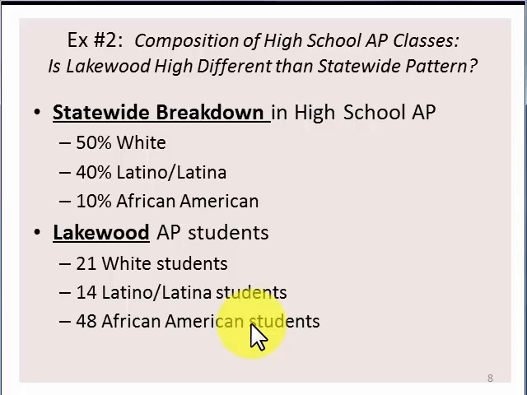Okay, let's do a second example. Let's imagine that you're comparing high school AP classes for all of South Carolina and comparing it to a certain dreamy high school named Lakewood. We're not sure if that's a lake in the woods or a lake next to the woods, but both a lake and a wood are involved. You're going to have the statewide breakdown in high school AP demographics. 50% are white, 40% of the kids are Latino, Latina, and 10% are African American.